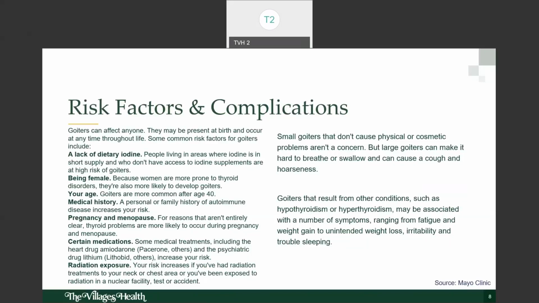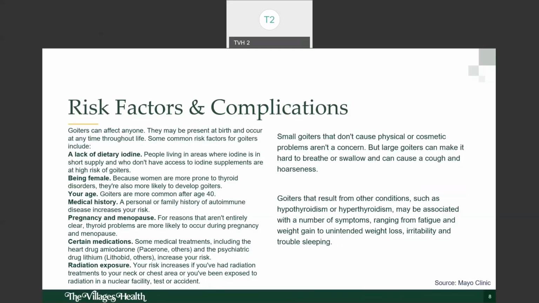Also, another risk factor is actually being a female. Women are more prone to thyroid disorders in general, so they're also more likely to develop thyroid goiters. Now, age does also become a risk factor for a goiter because they are more common after the age of 40. So that's why generally the doctor will recommend doing those routine screenings, and the thyroid is usually included in that at least once a year just to monitor. They're going to feel your neck, have you swallow while they're feeling on your throat area, so they can see if there is any enlargement noted there.